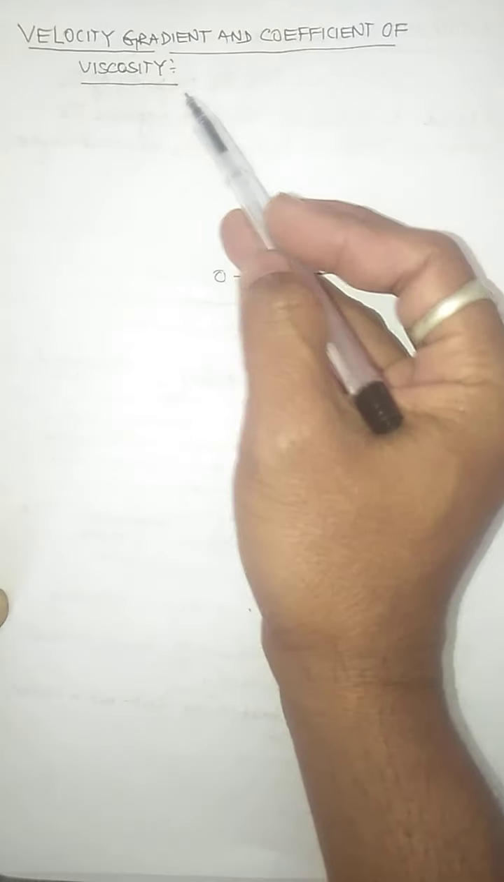In the last YouTube video you learned in detail about viscosity, what is viscosity, the example of viscosity and all. Now we have a next topic related to viscosity, that is called coefficient of viscosity. But before that we try to understand velocity gradient.